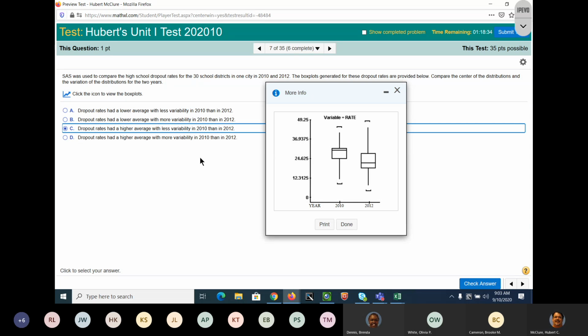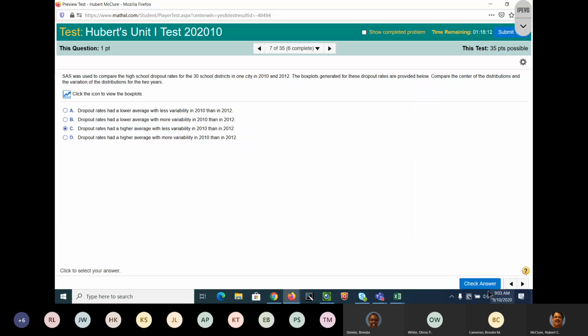Okay. And since there is less of a spread here, see, the end is right here and the end is right here. There's more of a spread here. I would say less variability. I could get it wrong because some of these wordy questions, sometimes you get them wrong. Got it right.